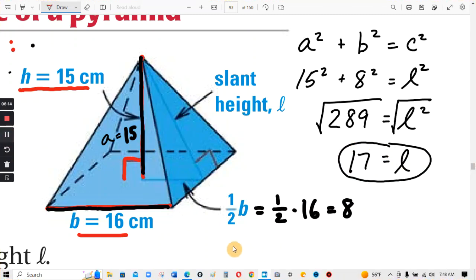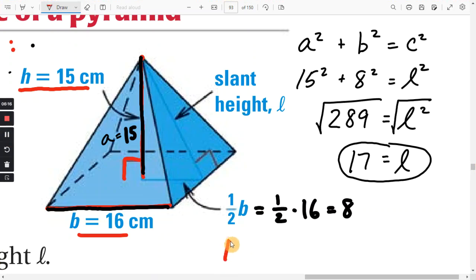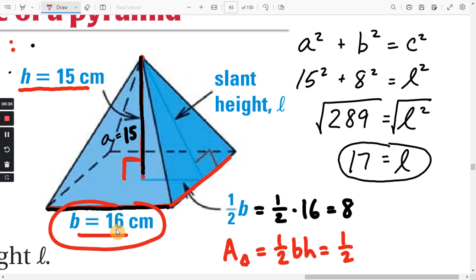Now, let's see. We know the area of a triangle. Area of a triangle, I just drew a triangle symbol, is going to be 1/2 base times height. So that's going to be 1/2. The base of this triangle is this right here, but they gave that to us already. B is 16. And the height of this triangle is right here. That's the slant height. We can call it H at this point because it's the height of this triangle. So in place of H, I'm going to plug in 17.